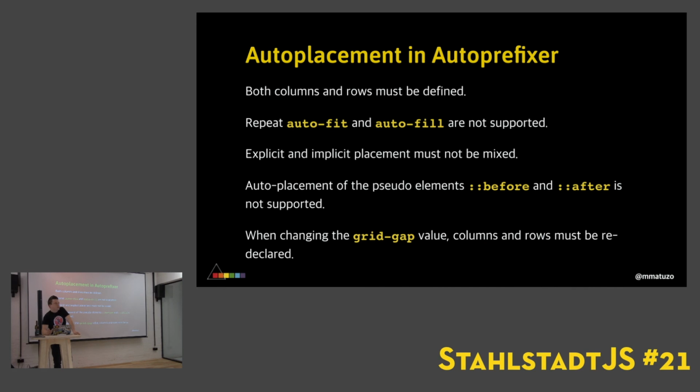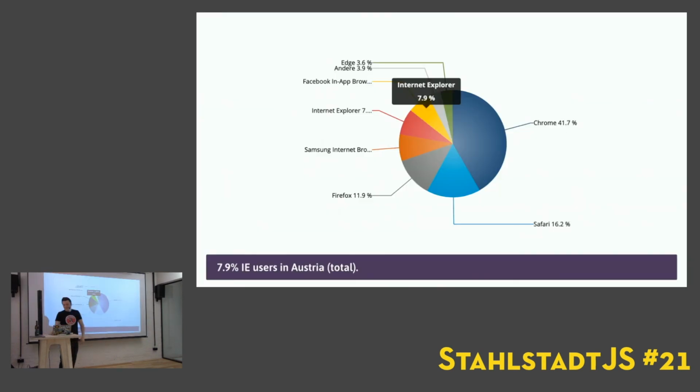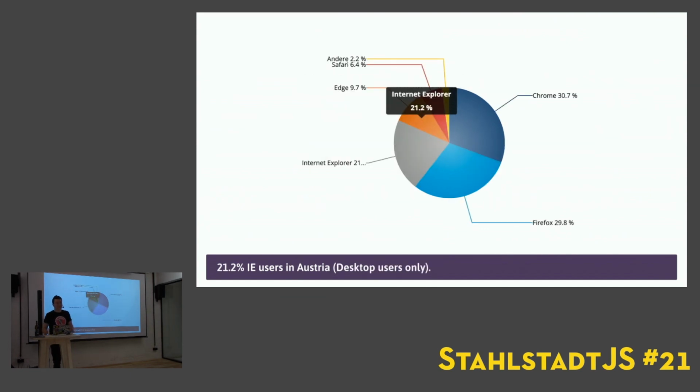Why would we use the old specification anyways? Who cares about IE and IE11? Let me see some hands. Who has to optimize for IE11? Okay, pretty much anyone. According to ÖVA.at, 7.9% of all users are IE users, and if we just look at desktop users, it's 21% in Austria. And those numbers are based on huge or large sites in Austria, like Willhaben and so on.